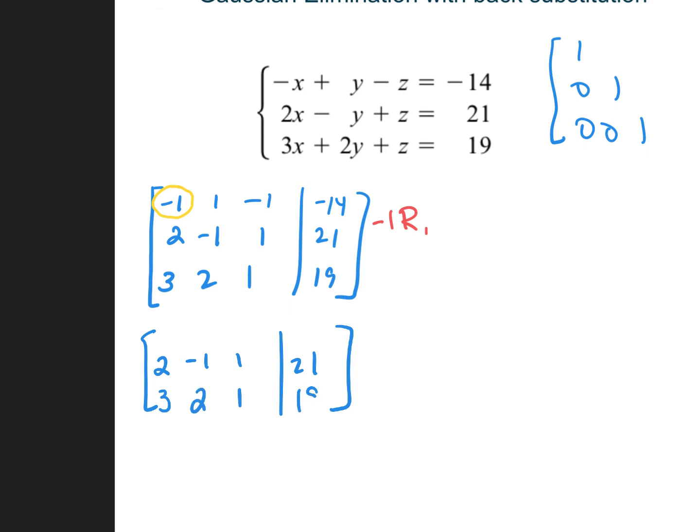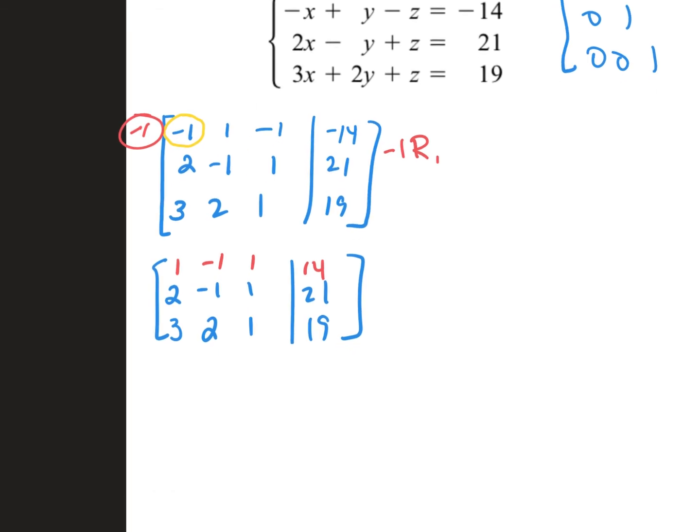3, 2, 1, and 19. I didn't do anything to those two rows. But I am going to multiply the first row by -1 to create my first. So -1 times -1 is 1. -1 times 1, -1. -1 times -1, 1. -1 times -14, positive 14, correct? You guys with me? All right, so we're just going to continue now.